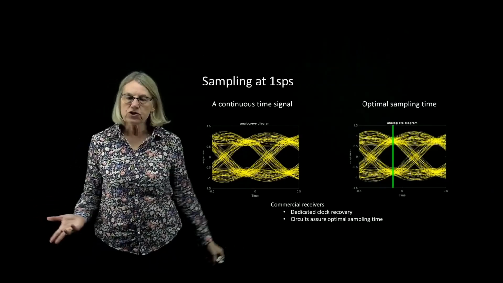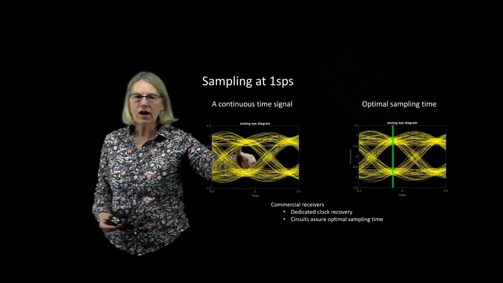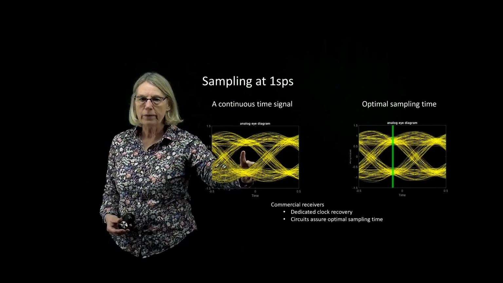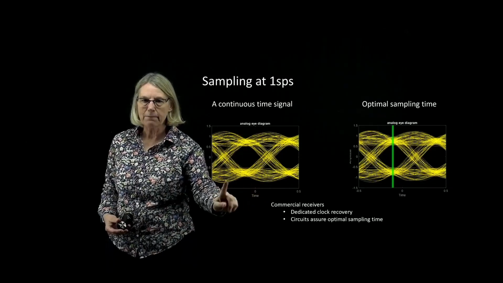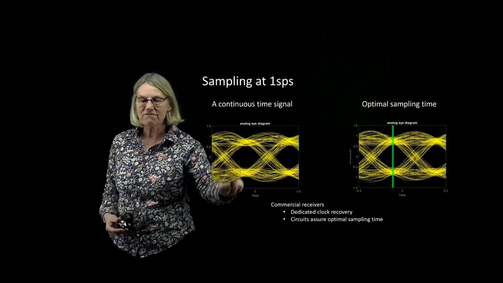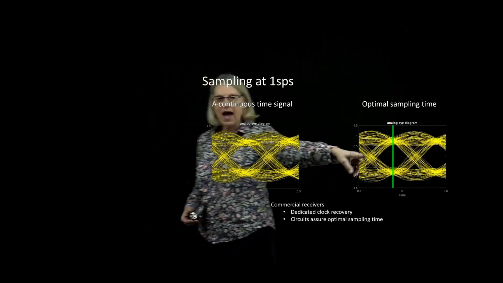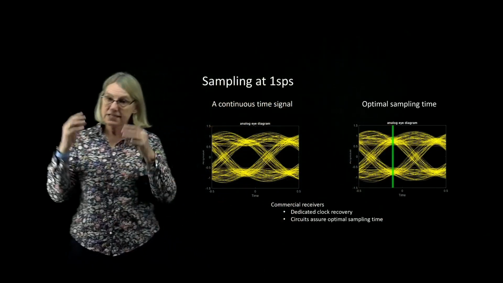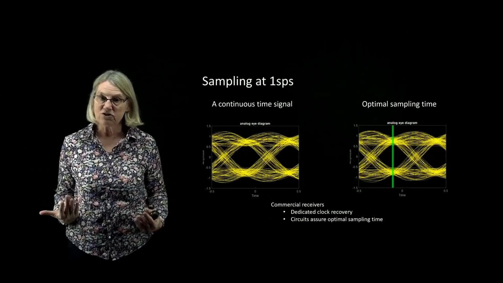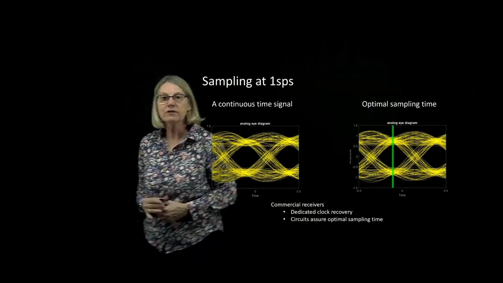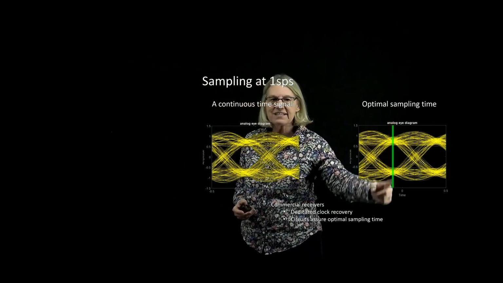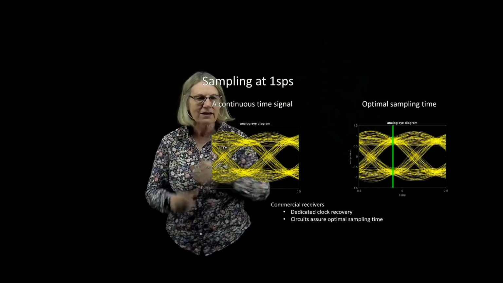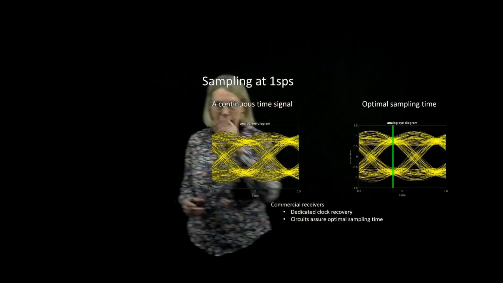Well, the logical thing to do is to look at where in this time scale I have the largest eye opening in any given symbol time. I'm not going to sample here because it's not very open. This is the optimal sampling time when the eye is the most open. And as I mentioned earlier, commercial receivers have a dedicated clock recovery circuit that is finding exactly when this is and maintaining it at the correct location and time.